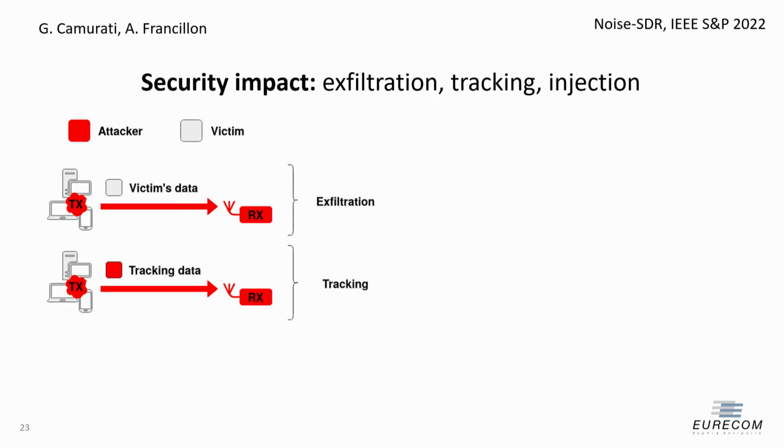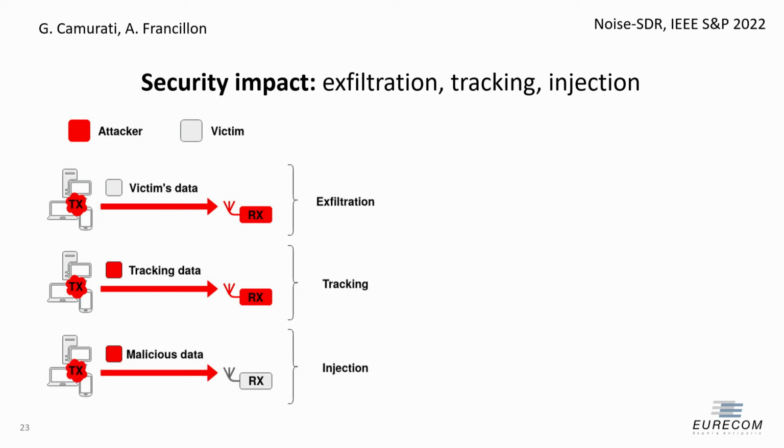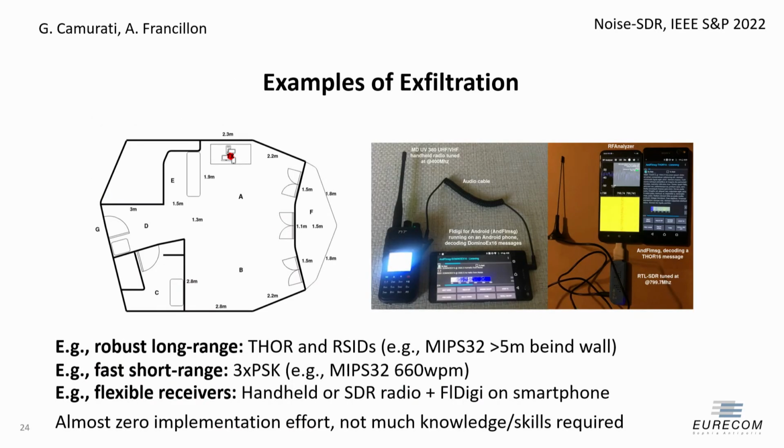But then we also have tracking, which is a bit similar, but the idea is that the data are now controlled by the attacker. It's a tracking beacon. So here it's very useful to use, for example, offline Noise-SDR, because a very tiny piece of code can create a quite complex signal shape and a quite interesting beacon. And then we have also explored the idea of injecting malicious data from the attacker to another receiver nearby, which is now a victim. Here are a few examples of exfiltration.